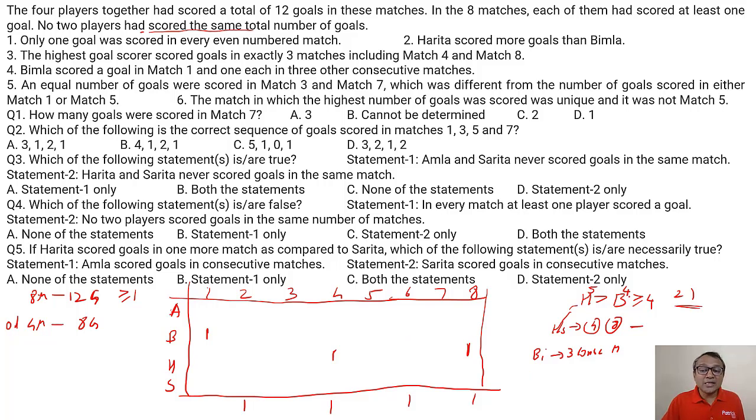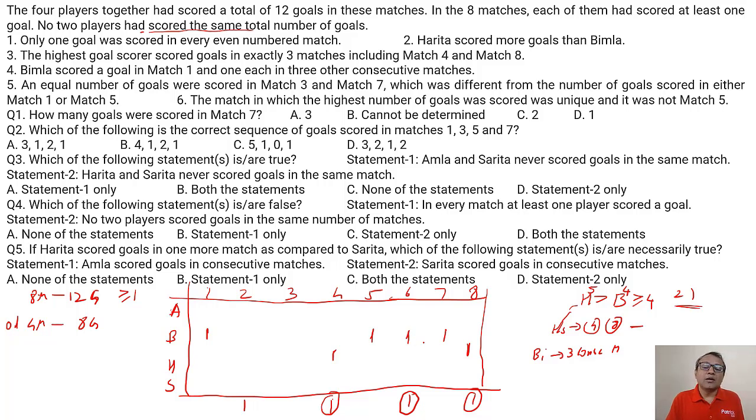Which means Bimla has scored 4, including 3 consecutive matches. Remember, in match 4, 1 goal we already found out. Match 8, 1 goal we already found out. So no one else can score in match 4 and 8. Which means the only place Bimla can score in 3 consecutive matches is 5, 6 and 7, because 2, 3 will not be 3 consecutive matches, and match 1 she can't use. So we found out that 1 goal is in match 6. I'm circling it so that I don't have to look at it again.